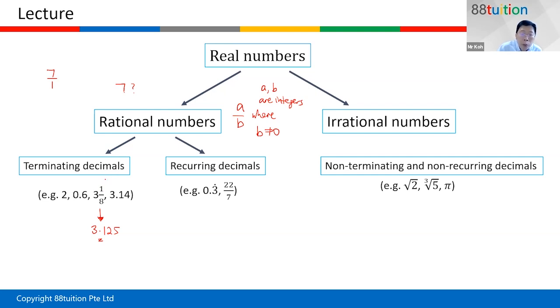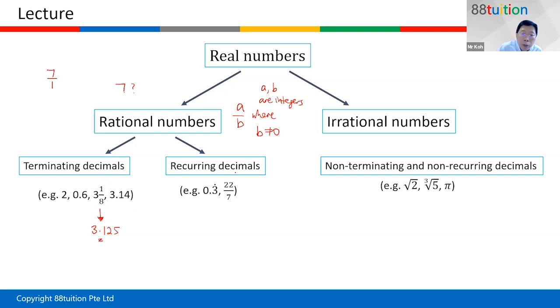So when you come to Sec 1, the numbers are broader. Terminating decimals doesn't mean that the decimal has to be like 3.125 or so, but it can be expressed as a fraction as well. Later I'm going to talk about this 3.14 and so on.